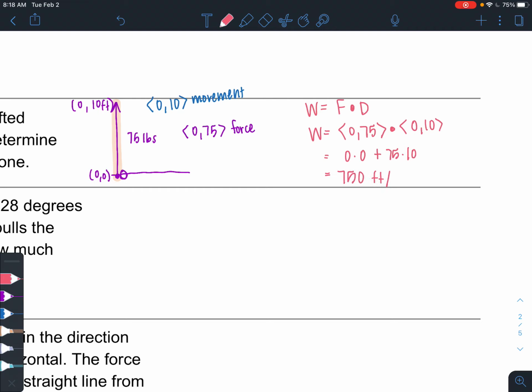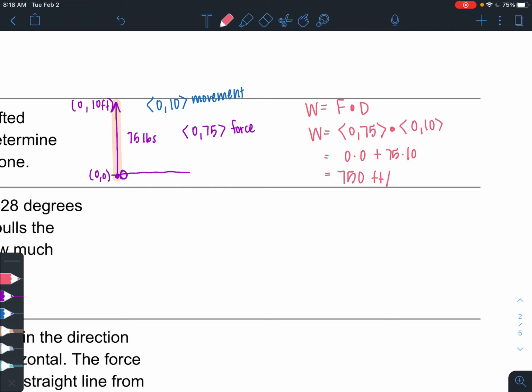All right, let's do this next one. A 75 Newton force directed 28 degrees above the horizontal pulls an object 8 meters. This is where that comes into play, where if the force is angled, only the component of the force that is in the same direction as the movement counts. So that's going to play into drawing our picture.